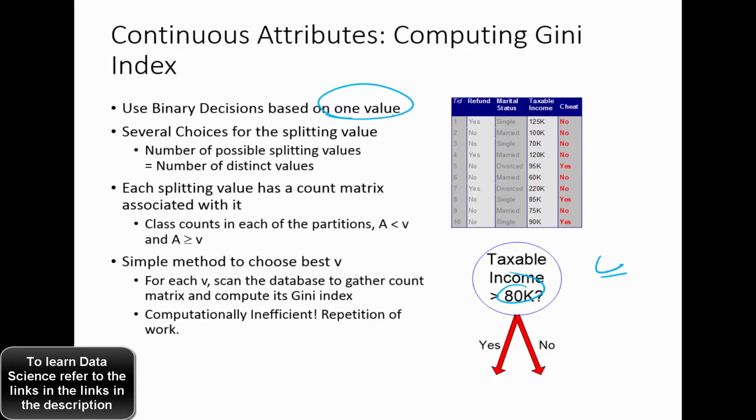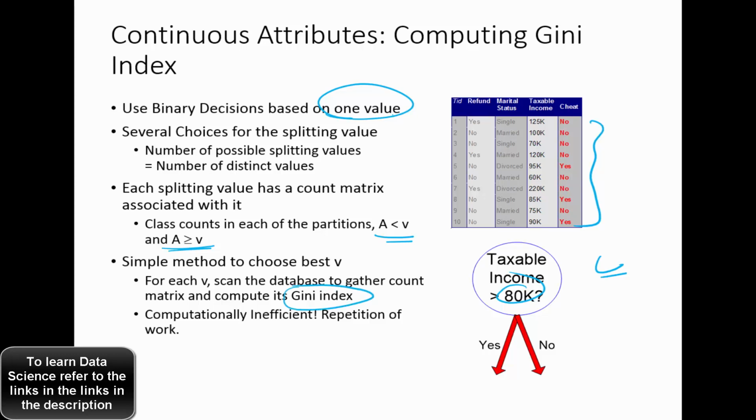Several choices are there. In the data we have got 10 choices, and every choice is a potential candidate for a split or a threshold. So why do we go ahead with 80? Why not anything else? Any number between the smallest and the largest one could be a potential threshold. How do we come up with that? Each splitting value has a count matrix associated with it, with class counts in each partition. So what is the value for which you get the best classification? We have found that to be 80, and using the Gini index you can find it out.